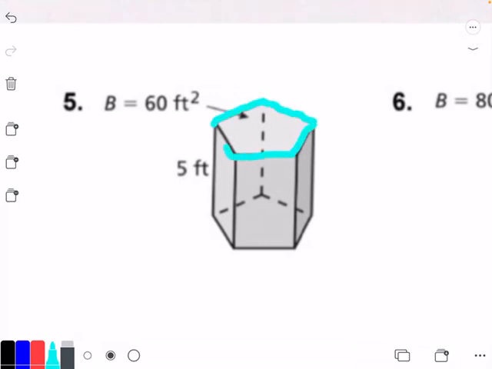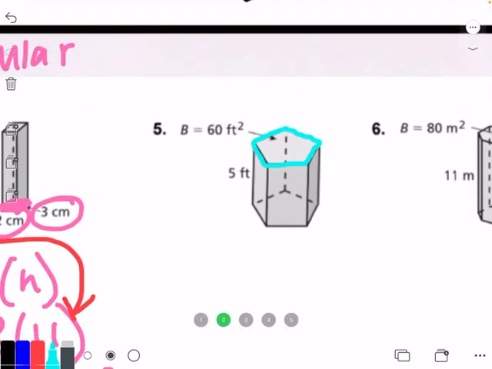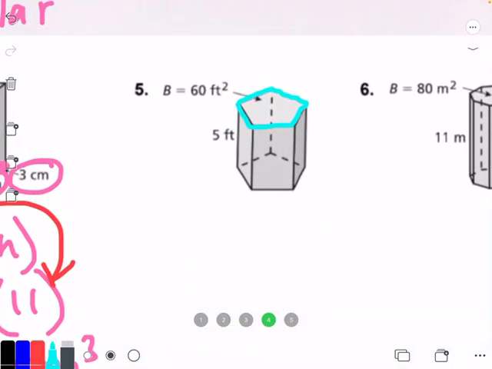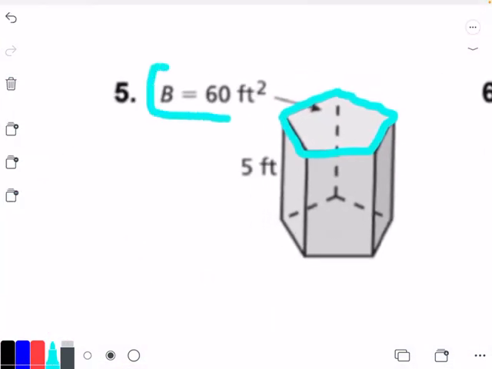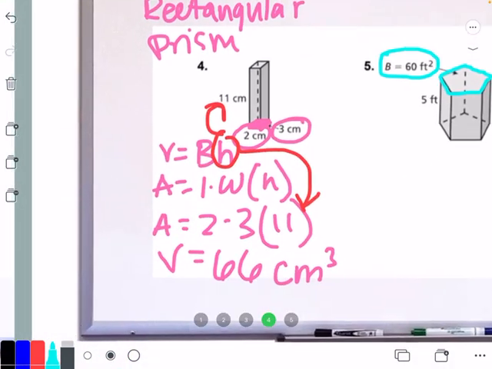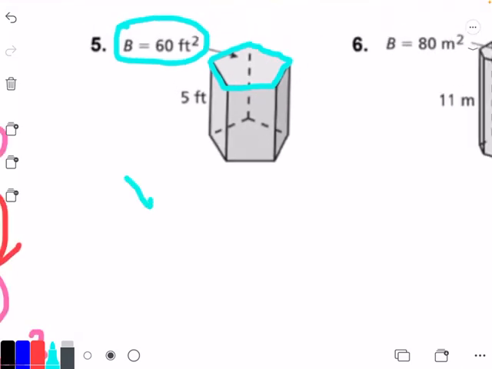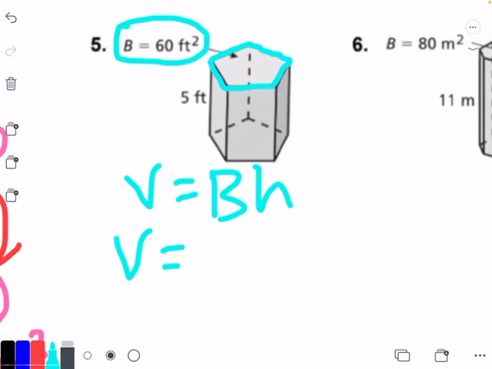Now, as far as I can recall, if we go back to our area formula sheet, I don't see any ones that show a area of a pentagon, which is why they have given us the capital B part, which means we don't have to do all of this extra work that we did before. We can just simply go ahead and plug in our volume equals base times height formula.